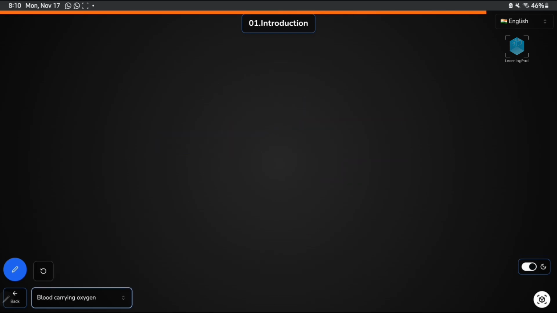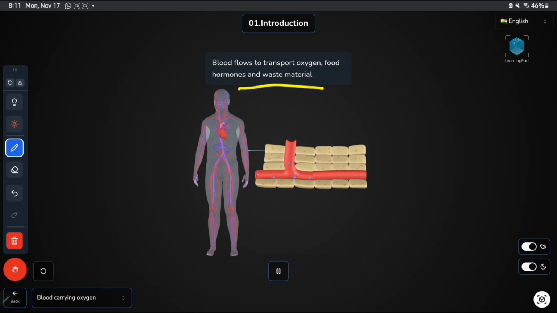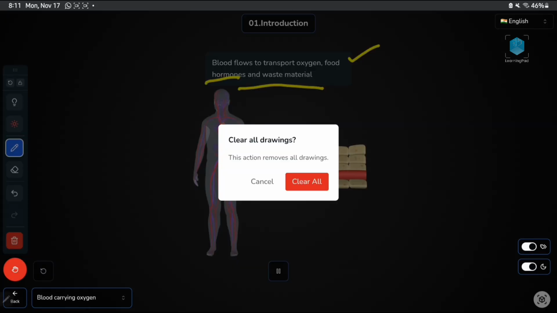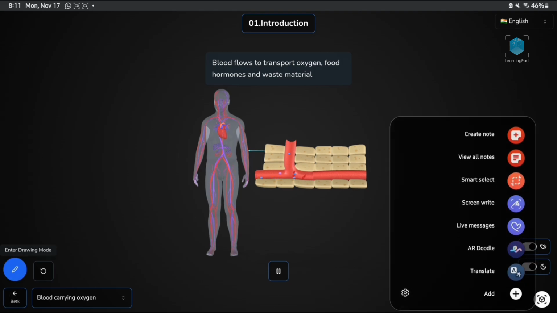In this picture you see how the exchange of gases takes place between the blood and the other parts of the tissues. Blood flows to transport oxygen, food, hormones and waste materials. So blood helps in transport of not only oxygen, it helps in transport of food, hormones, waste materials. This was about blood. Now go back to the topic.